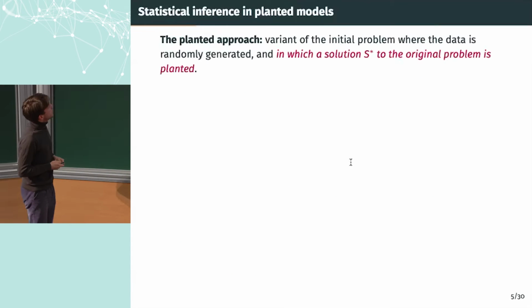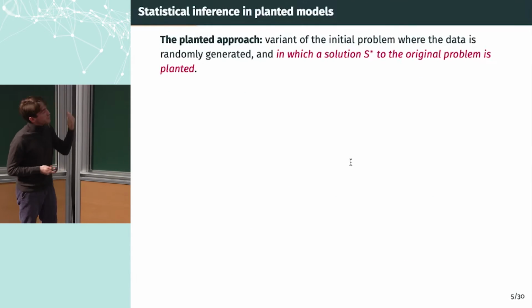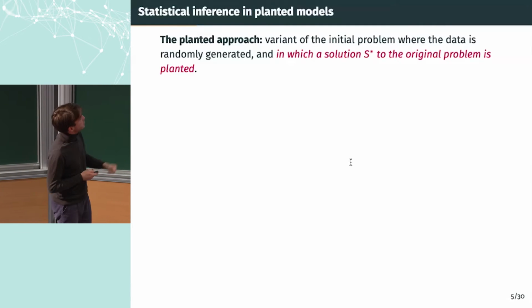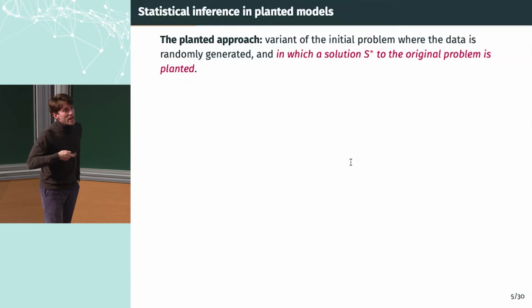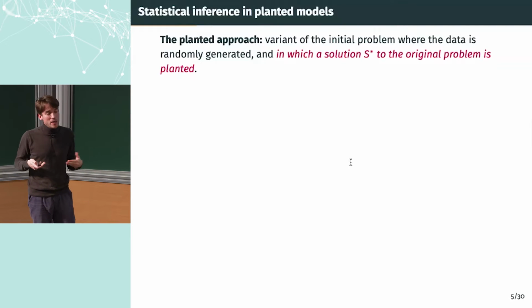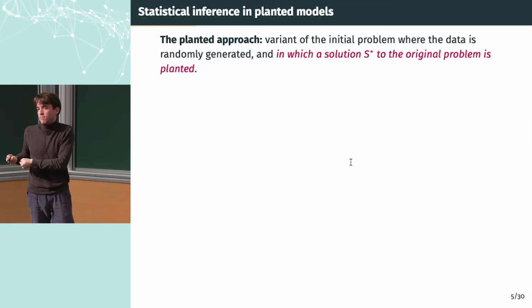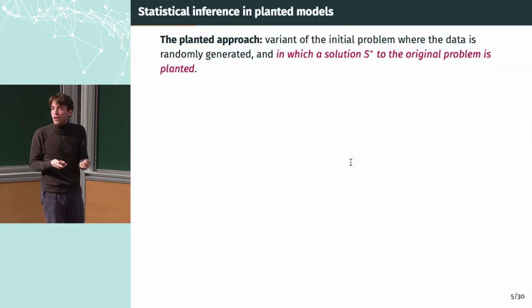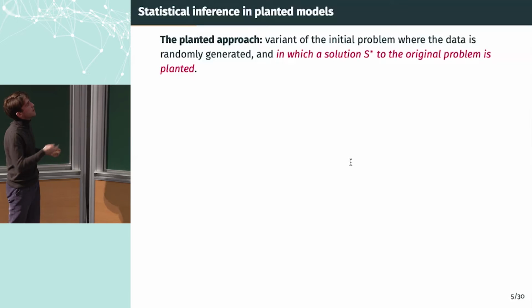So in the planted approach, as I explained, this is a variant of the initial problem where now the data is randomly generated. And moreover, we have a notion of what the solution in the data is, because we use the structure to generate the data. So there is an underlying signal that I want to recover. This is called S star.